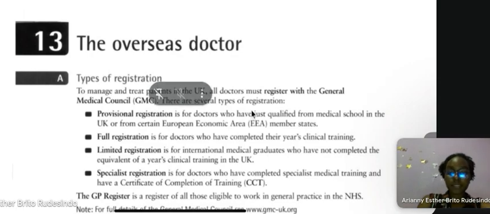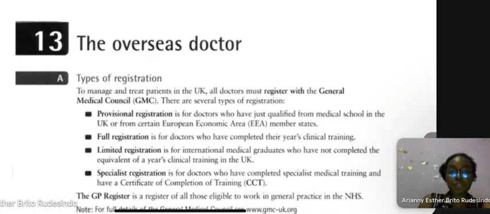Chapter 13. The Overseas Doctor. Types of registration. To manage and treat patients in the UK, all doctors must register with the General Medical Council. There are several types of registration.